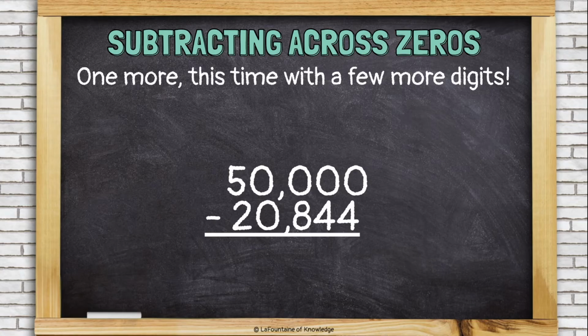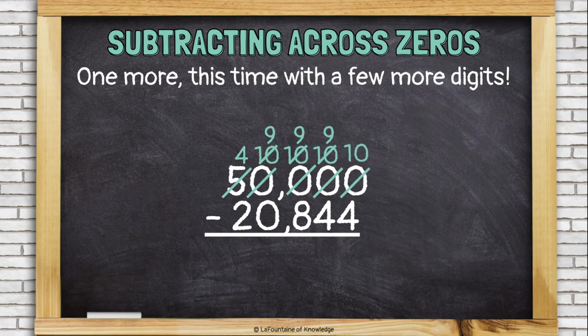One more, this time with a few more digits. We're subtracting 50,000 minus 20,844. Already when I go to subtract the ones place, I can't. And I can't borrow any from the tens, hundreds, or thousands, so I go all the way back to the 10,000s place and take one of those away. As I move it down, that group of 10,000 becomes 10 groups of 1,000, and then I take one of those away, and that becomes 10 groups of 100. Now I can take one away, and that becomes 10 groups of 10. Now I take away a 10, and that becomes 10 ones.